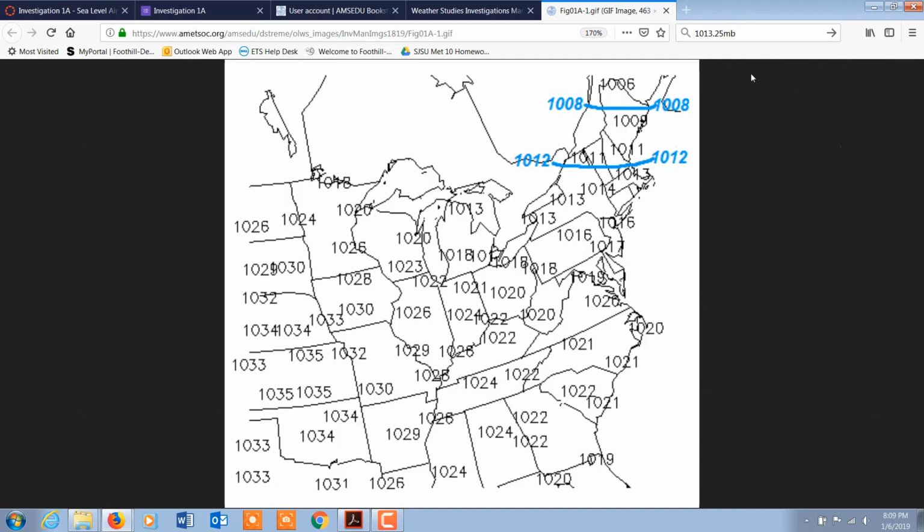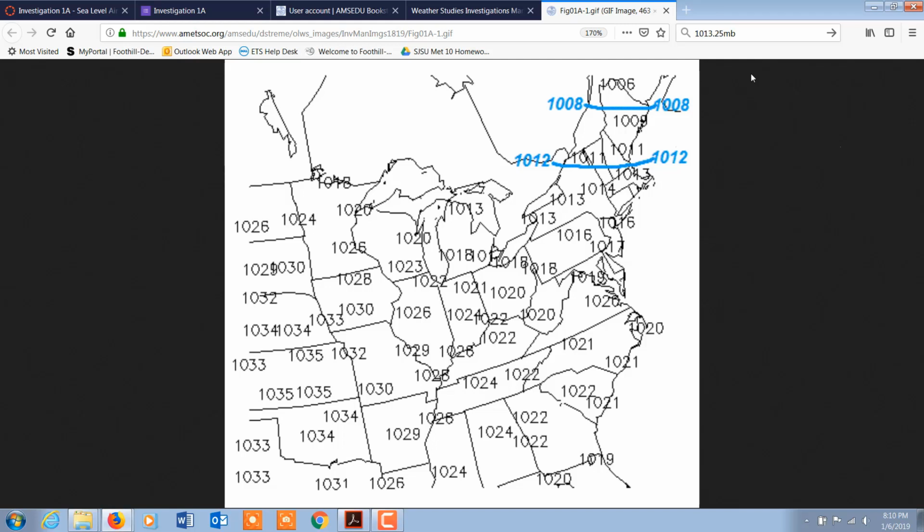Anything lower than that, we consider that to be low pressure. Anything higher than that, we consider that to be high pressure. Now with that said, when you look at this map, it looks kind of like information overload. There's a lot of information on here. There's a lot of stuff that you have to confront. But it's actually not that bad.